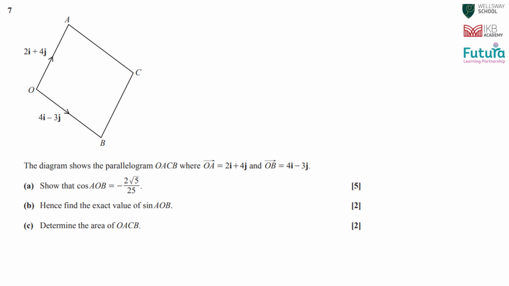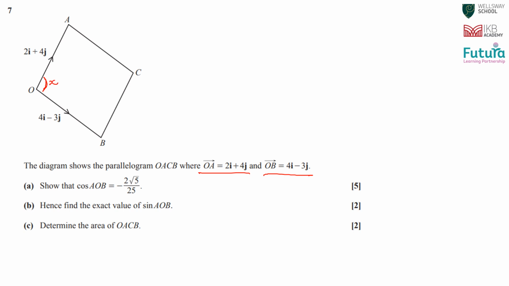So for question 7, the diagram shows a parallelogram OACB, where OA is given by the vector 2i plus 4j, OB is given by the vector 4i minus 3j. Show that cos of AOB, so that's just this angle here, I'm just going to call it x, cos of this angle here equals this.